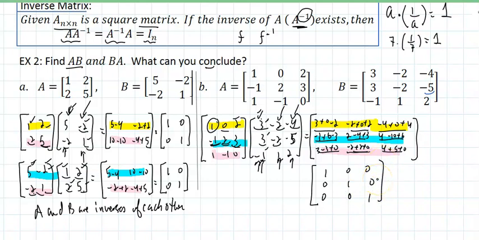And if you do BA, you would notice that that's also the identity, and you make the same conclusion that A and B are inverses of each other.